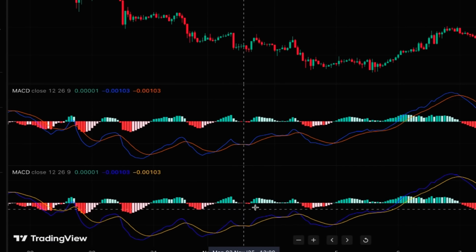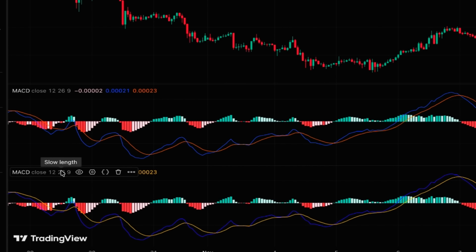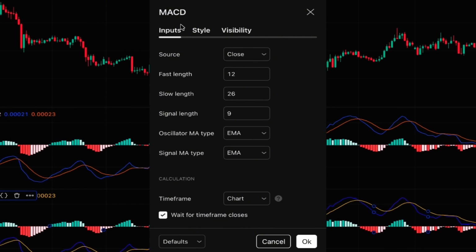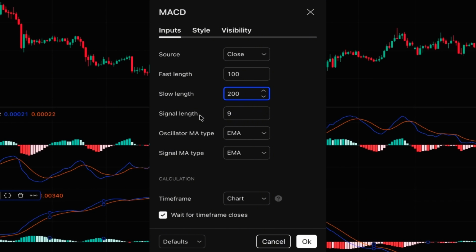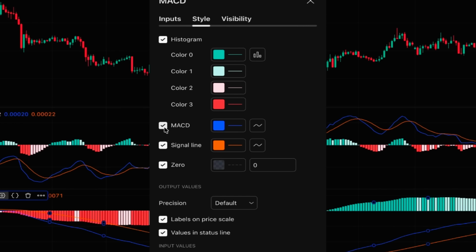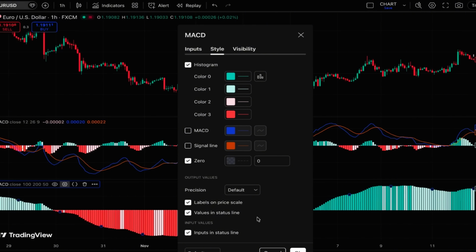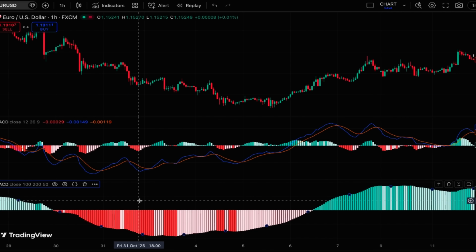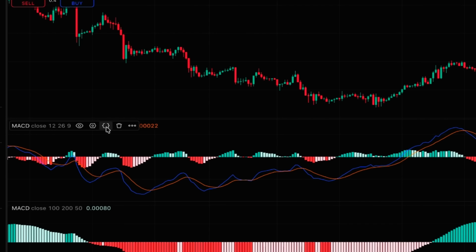Alright, first we go to the settings of this MACD at the bottom, and here in the inputs tab, for the fast length we set it at 100, for the slow length we set it at 200, and for the signal length we set it at 50. And then we go to the style tab and we remove MACD line and signal line. Alright, we're done with the settings of this MACD, and now we go to the settings of the second MACD.